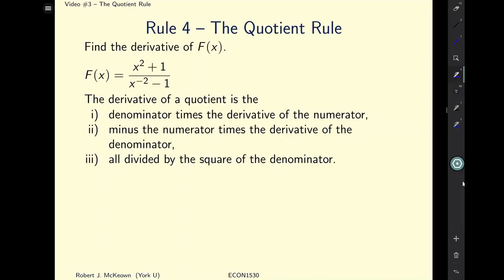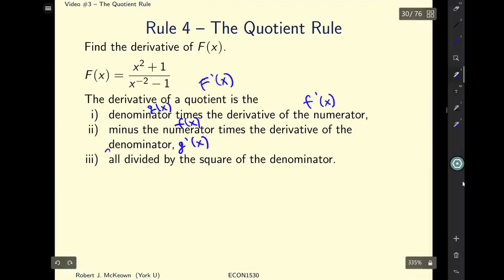The derivative of the quotient, that's the big f prime of x, is the denominator, g of x, times the derivative of the numerator. So that's going to be f prime of x. That whole thing minus the numerator, that's f of x, times the derivative of the denominator, that's g prime of x. And the whole thing is going to be divided by g of x squared. The whole thing squared, the whole function squared.